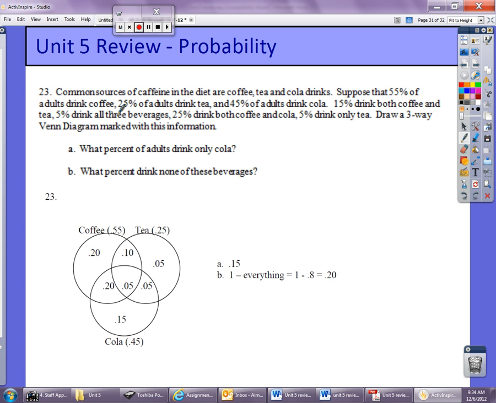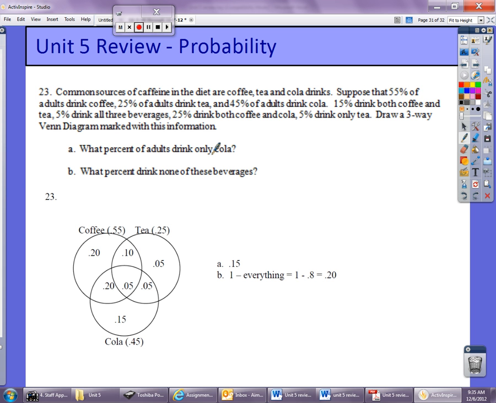Okay, 23, last problem, deals with a triple Venn diagram. So you have to fill in the things that you know into your Venn diagram, so it should look like this. Again, 55% of adults drink coffee, that's the whole circle. 25% drink tea and 45% drink cola. 5% drink all three. So 15% drink coffee and tea. For coffee and tea, you have to take the 0.15 minus 0.05 to get 0.10. Do the same thing with all the other sections.